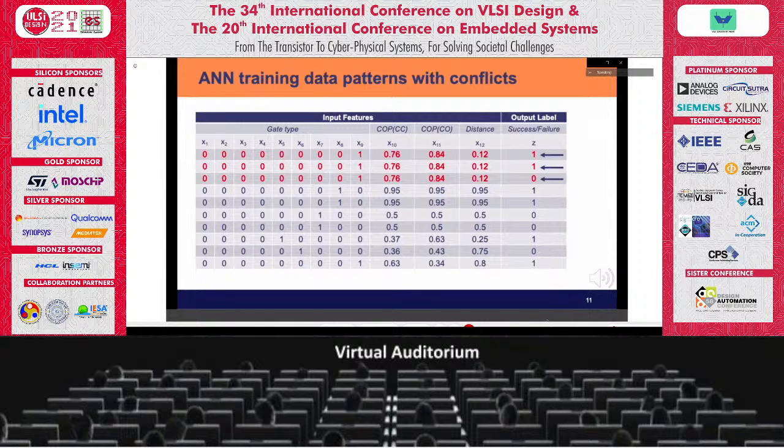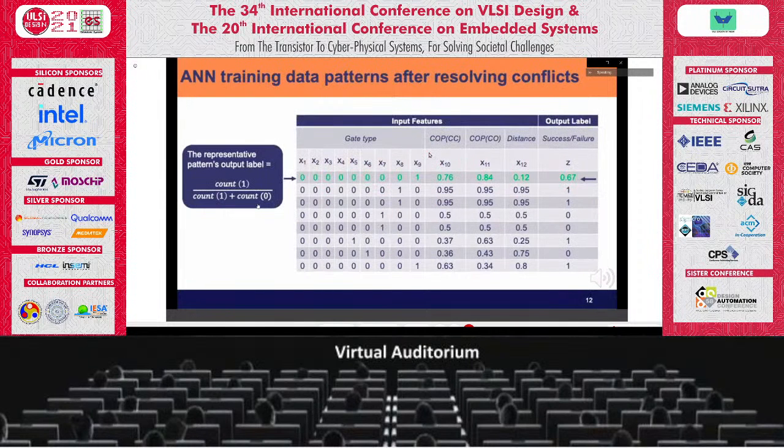In this slide, a conflict is illustrated by the sample training patterns in the figure, where the first 3 patterns have a conflict. This is resolved in this figure where the 3 patterns are replaced by a single representative pattern with a label count equal to the number of label 1s divided by the number of label 1s plus the number of label 0s. That is 2 divided by 2 plus 1 equals 0.67.